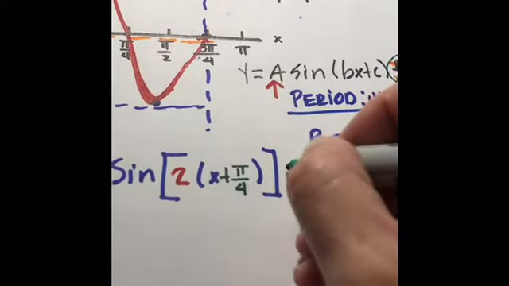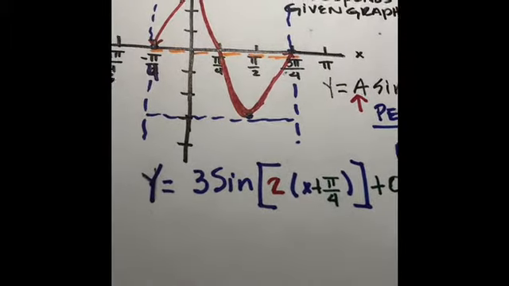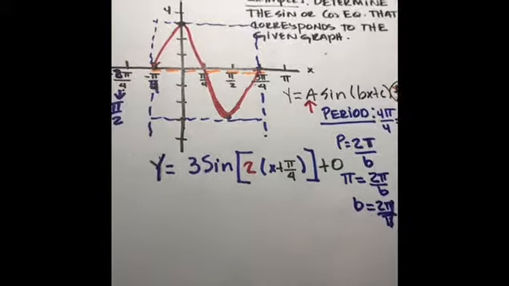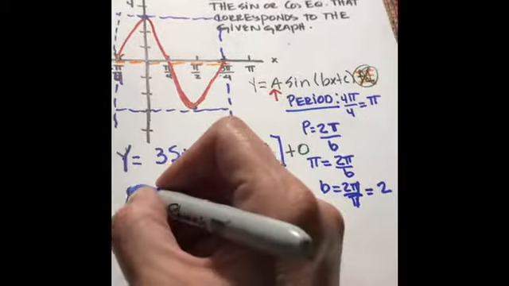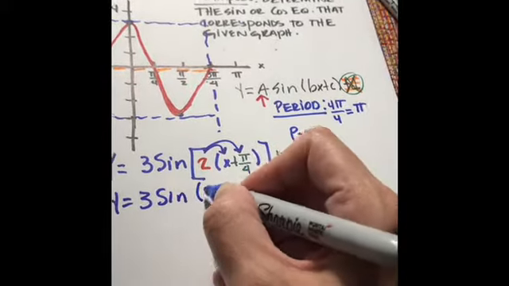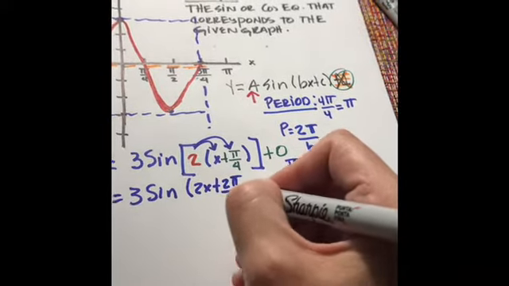Or if you wish to write it down, it would be a plus 0 that you don't have to include. From there, the last thing that I have to do in order to finish getting the equation is FOIL in the parentheses. So I will have y is equal to 3 sine of 2x plus 2 pi over 4.